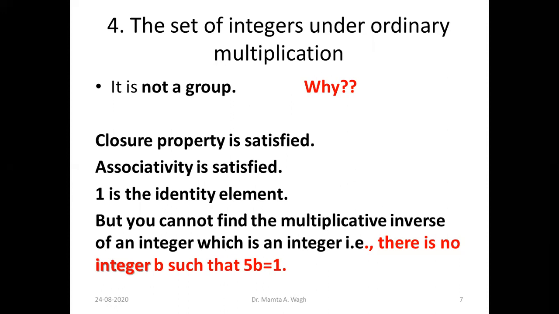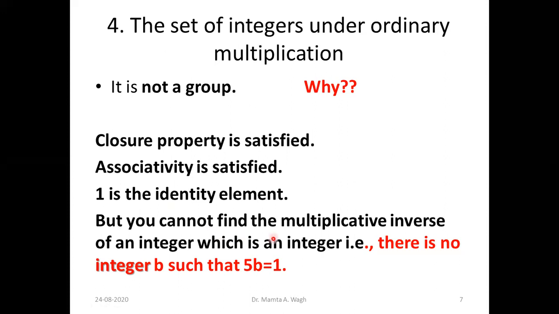Next we have to check associativity. Associativity will also hold in the multiplication operation, so this is also satisfied. Next is the identity element. Here you are going to see the multiplicative identity because the operation is multiplication. So 1 is the multiplicative identity here, because if you multiply any integer with 1, you will get the same integer. So 1 is working as the identity element. Now the next property is the inverse. Every integer should have its multiplicative inverse.